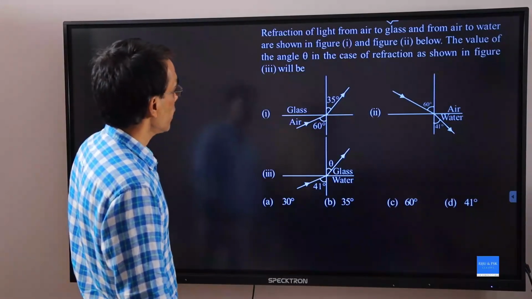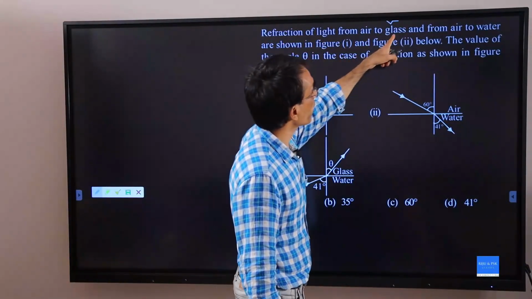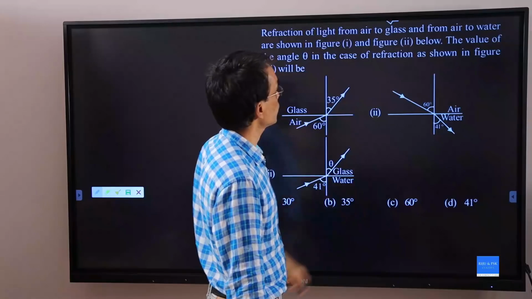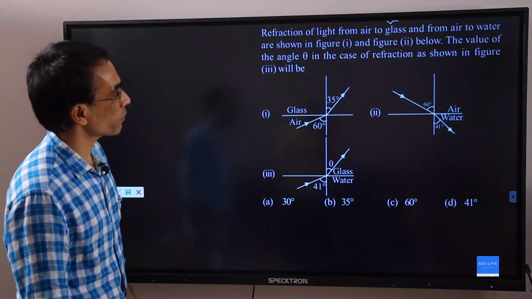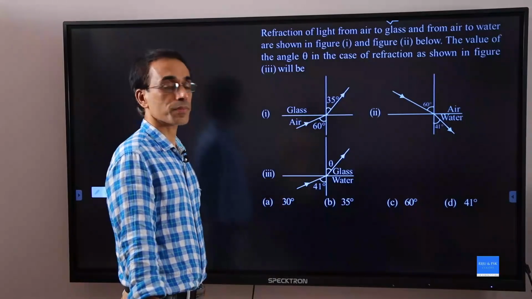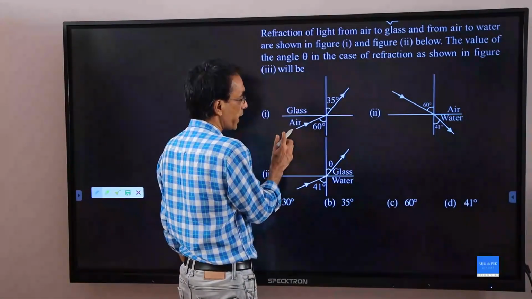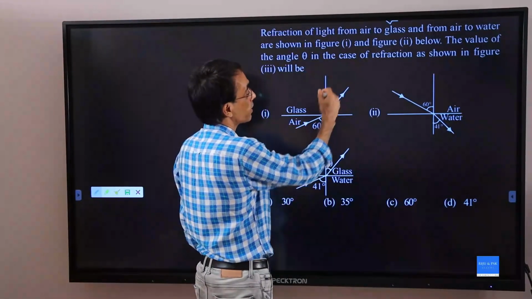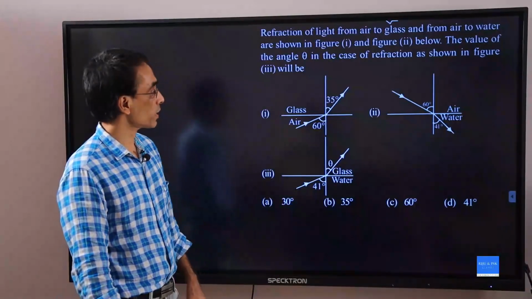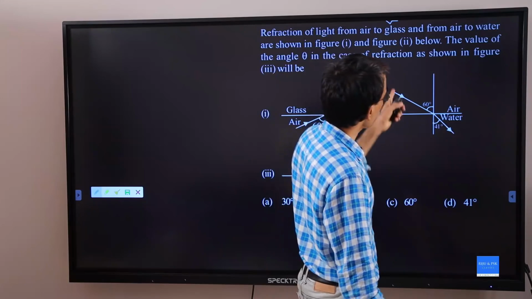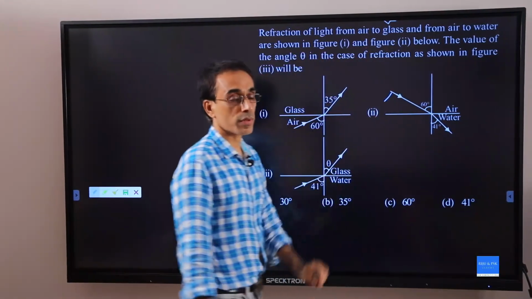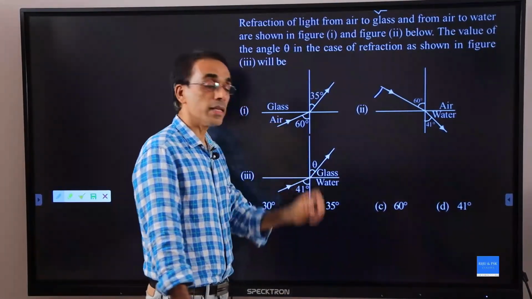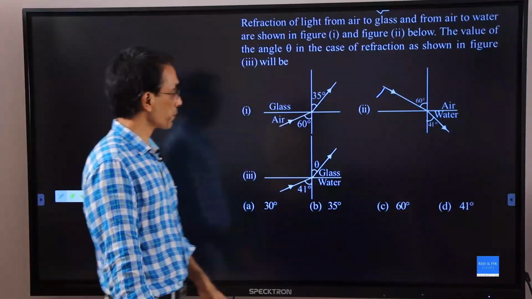Next one, this is again from the NCERT textbook. What is given? Refraction of light from air to glass and from air to water are shown in figures 1 and 2. The value of angle theta in the case of refraction as shown in figure 3 will be. So here, light is going from air to glass. In air, the angle of incidence is 60 degree, and in glass the refraction angle is 35 degree. Similarly, when it goes from air to water, angles are 60 and 41. Now this is going from water to glass. What is the angle theta? The angle here is 41.